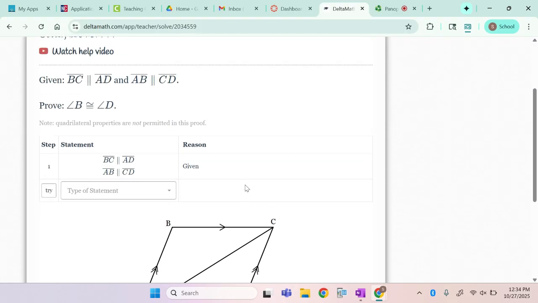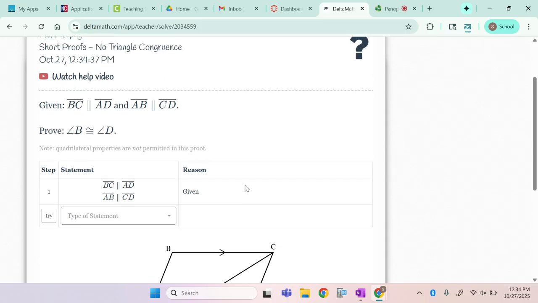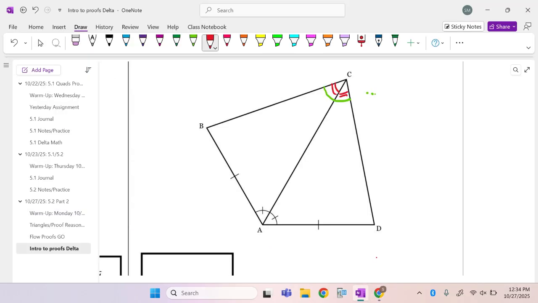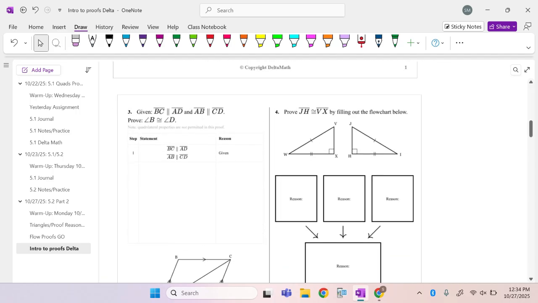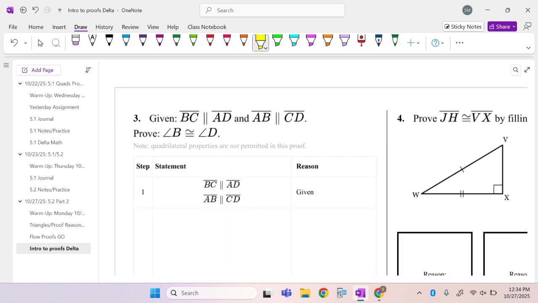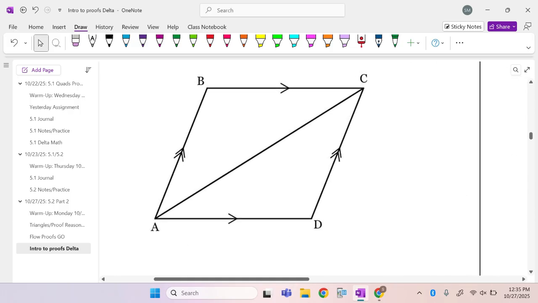All right, so this one we're actually having to do on our own. So let's look at this. So I'm going to look at the picture on my sheets. This is number 3 on your packet. First things first, they told us that BC is parallel to AD and AB is parallel to CD. And they want us to show that angle B is congruent to angle D. So let's look at this picture here. What do these arrows mean again? We talked about this last week.